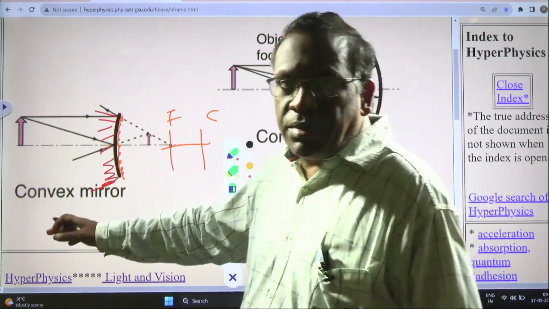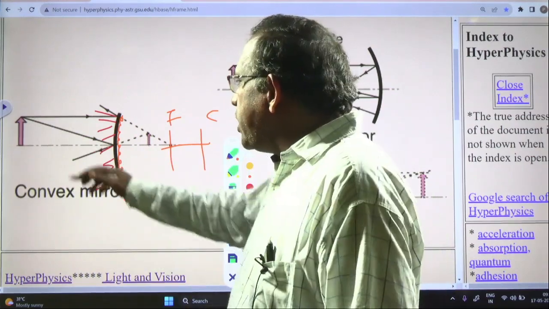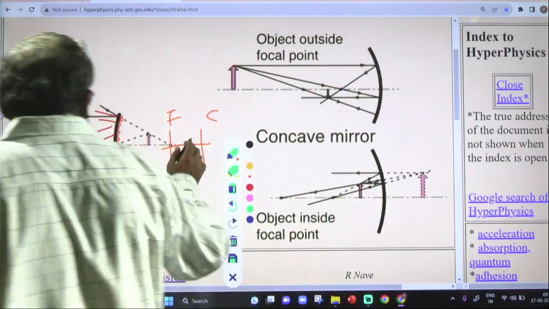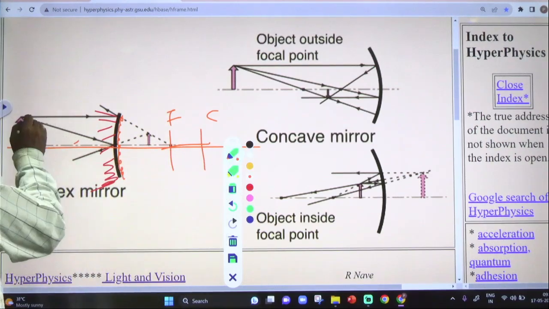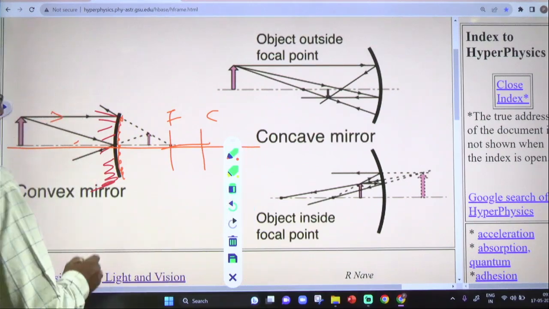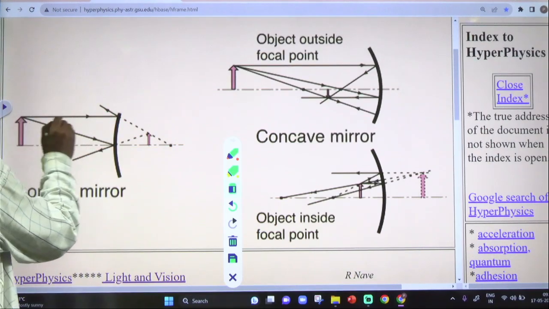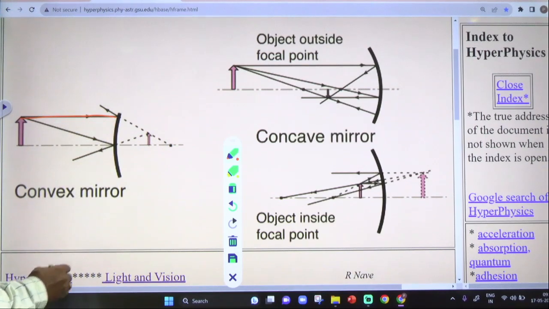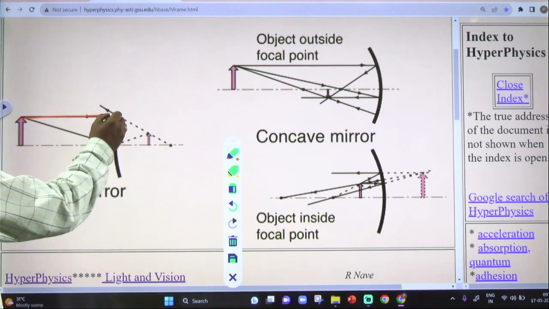In front of the convex mirror, if an object is placed, a light ray comes from the object parallel to the principal axis. This line is called the principal axis. The light ray which is parallel to the principal axis, after being incident on the mirror, is reflected back like this.